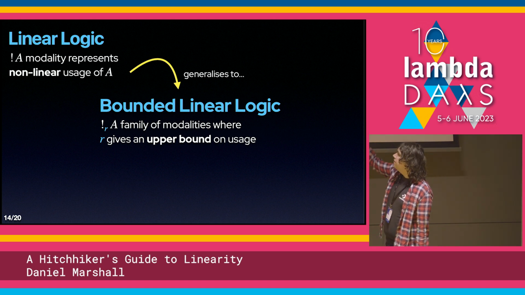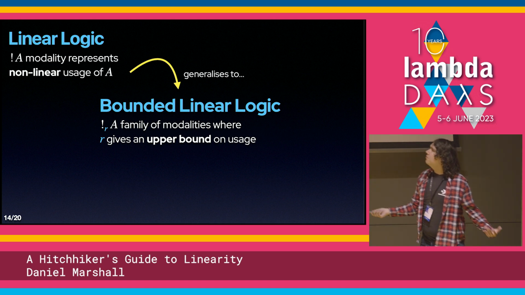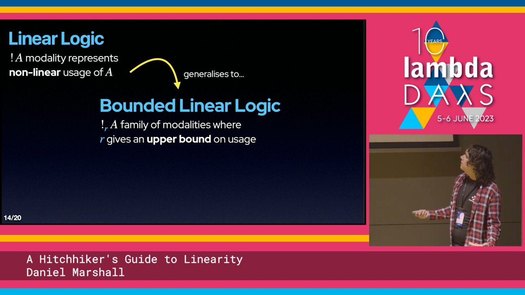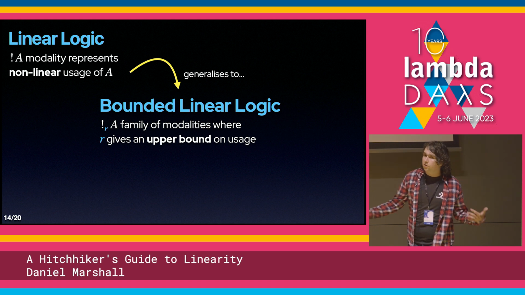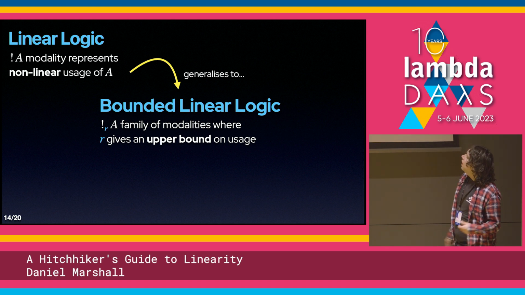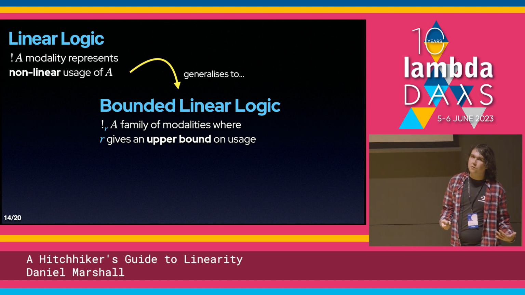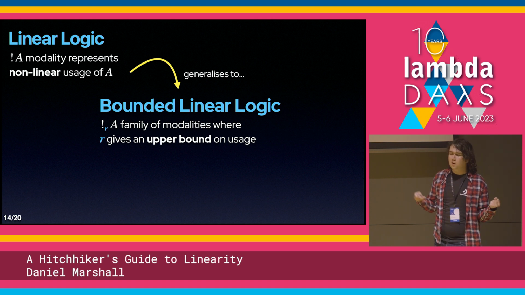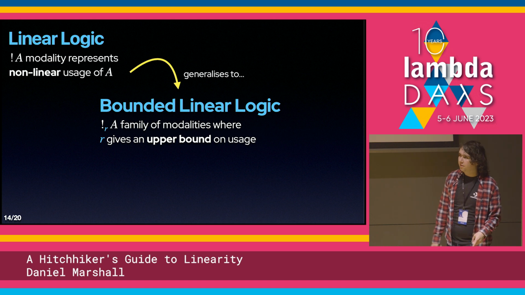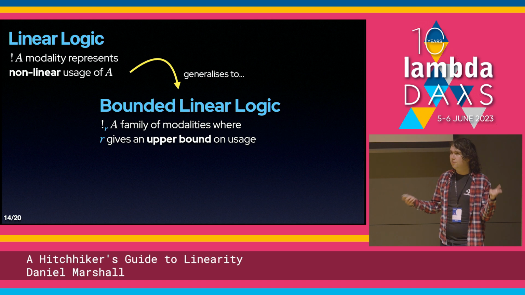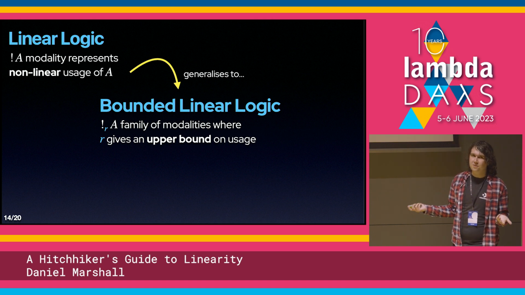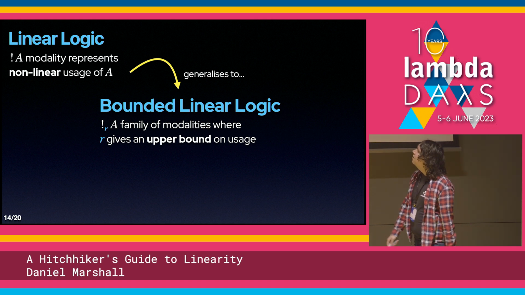Now this R here is usually a natural number, sometimes a polynomial in some bounded linear logic settings. We're going to just go with a natural number for this talk to keep it simple. And that natural number gives you an upper bound on how this thing is going to be used. So for example, rather than just linear things and nonlinear things, I can now say, okay, I have something that has to be used exactly once, or I have something that has to be used at most twice, at most 3 times, and so on, up as high as we want, right?